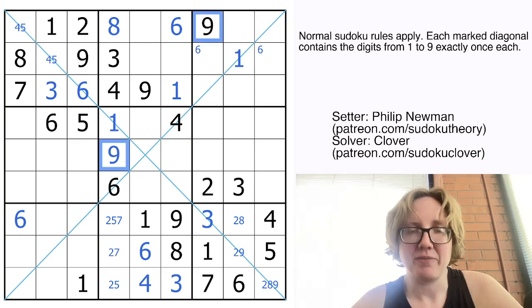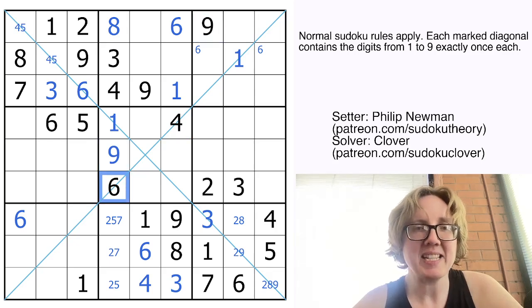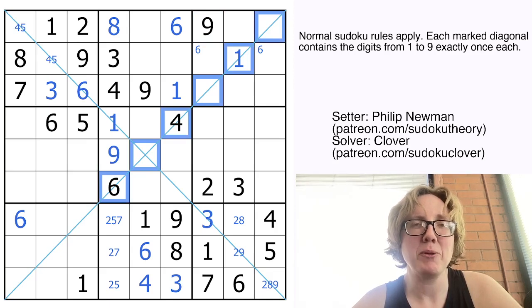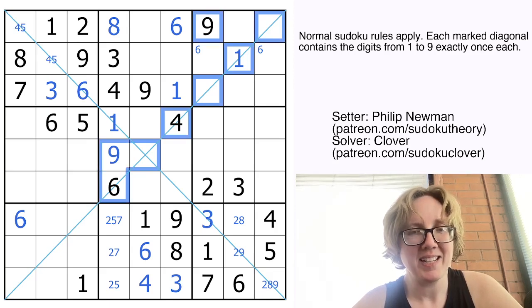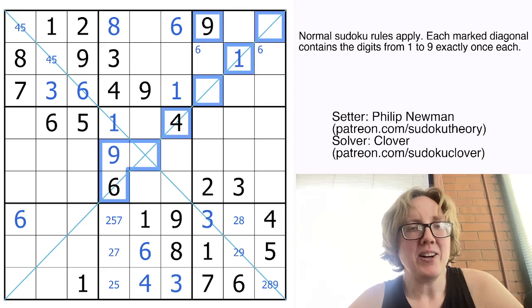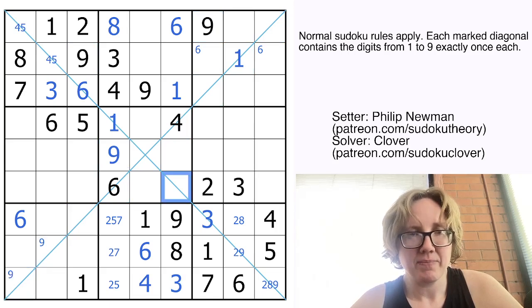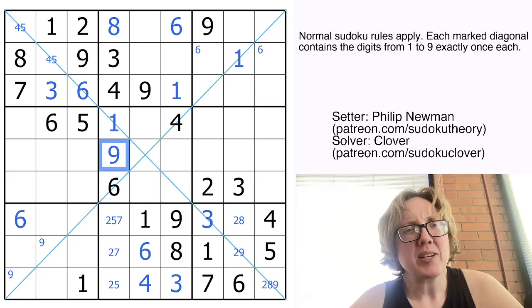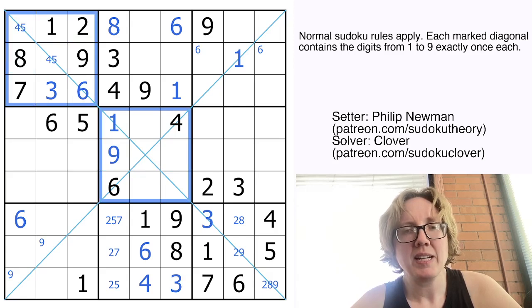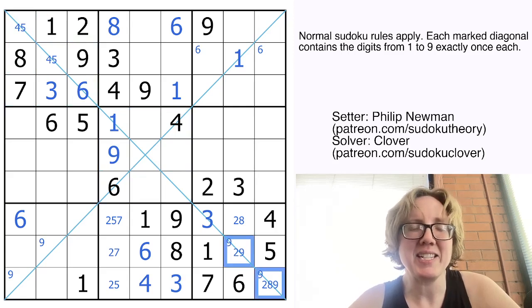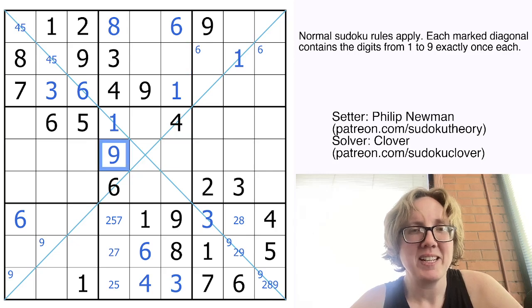And now I'm observing that I have 9s off the diagonal in both of these 2 regions. So I have to put a 9 on the diagonal in this region. Can't go there, so it goes there or there. I also have 9s off the diagonal in these two regions, but I guess I already knew that 9 had to go on the diagonal in that region.